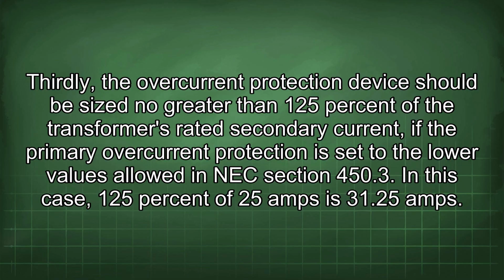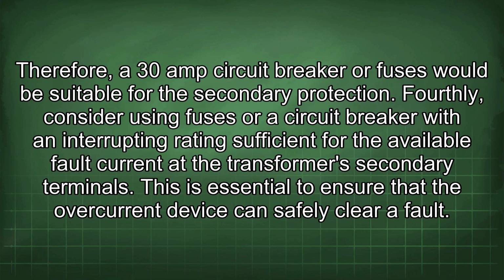In this case, 125% of 25 amps is 31.25 amps. Therefore, a 30 amp circuit breaker or fuses would be suitable for the secondary protection.